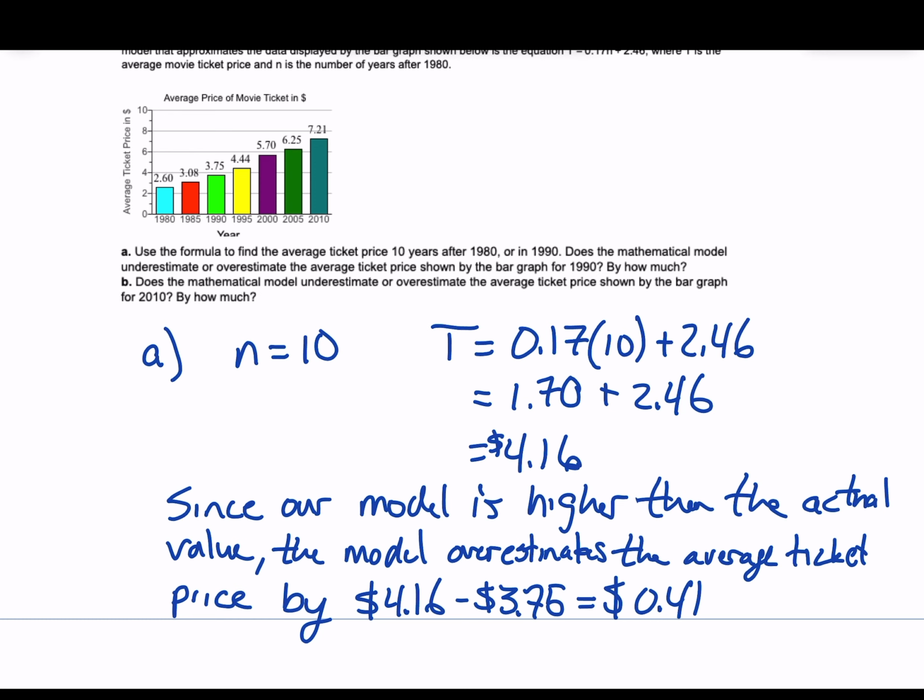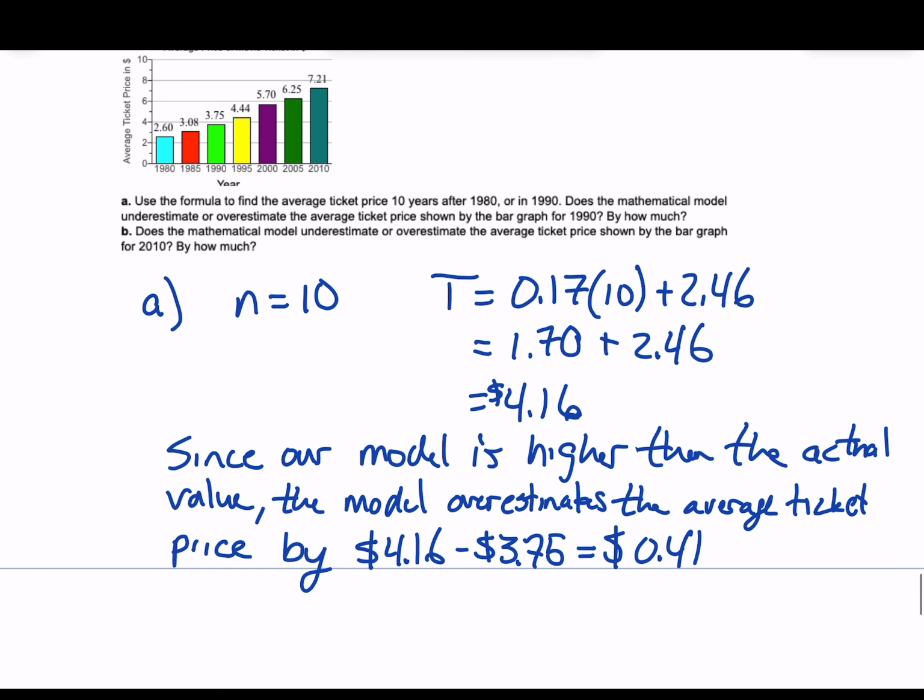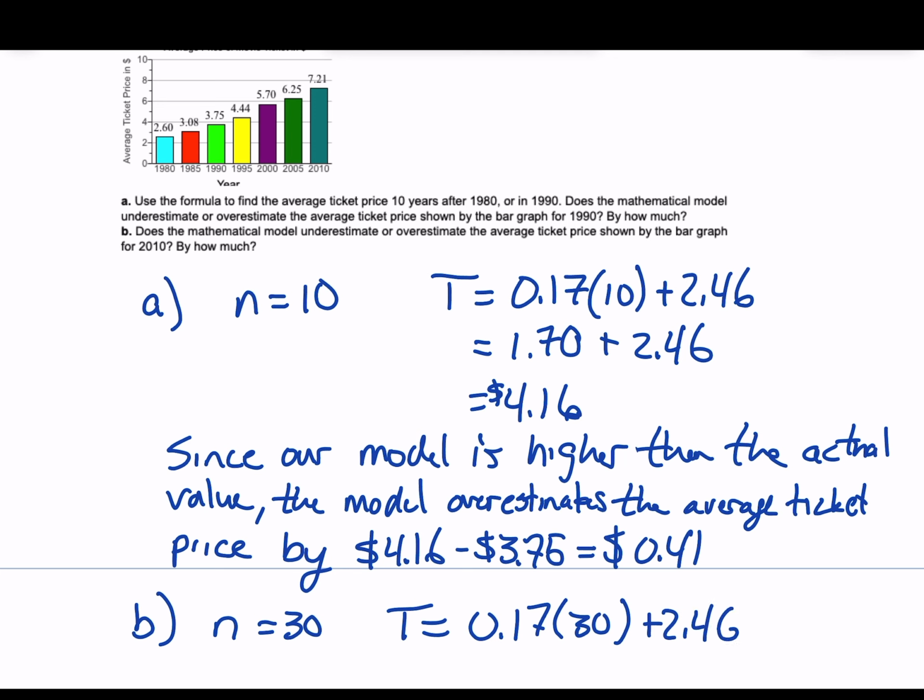Okay. And for part B, the same thing. We want to see does the mathematical model underestimate or overestimate the average ticket price shown in the bar graph for 2010. So how many years is that after 1980? Well, it's 10, 20, 30 years, so n equals 30. So t equals 0.17 times 30 plus 2.46.